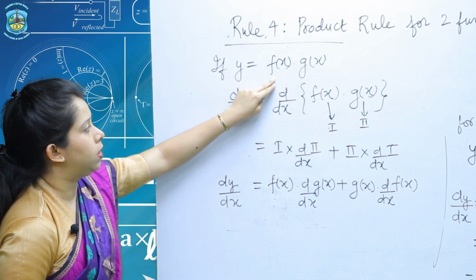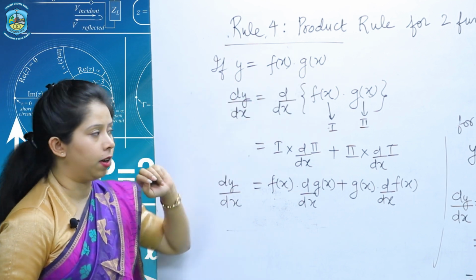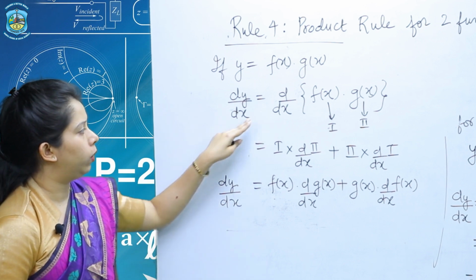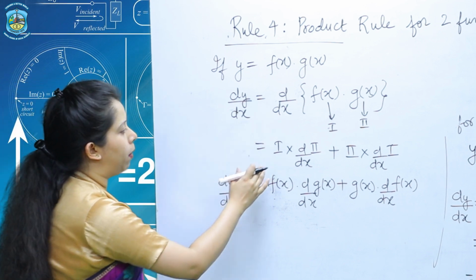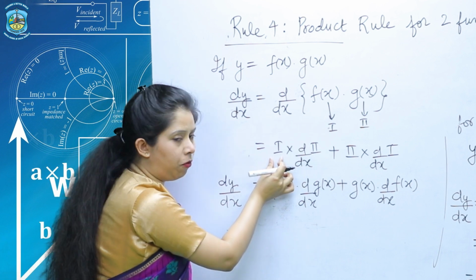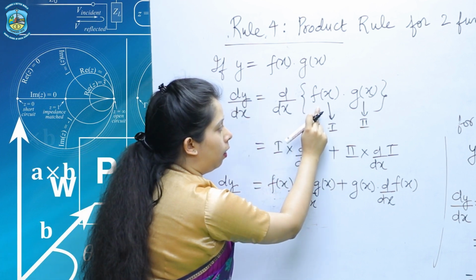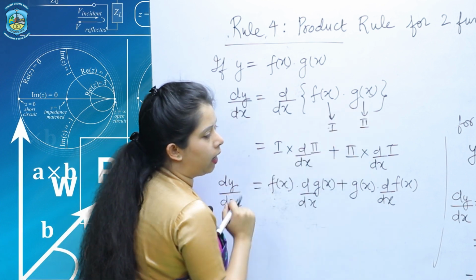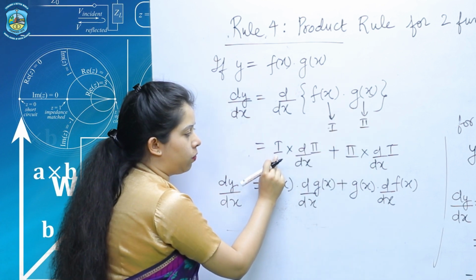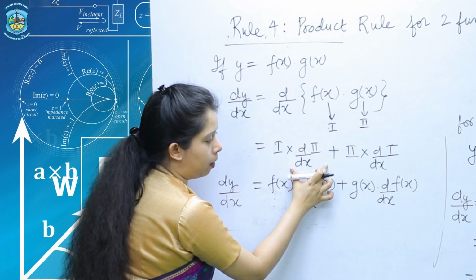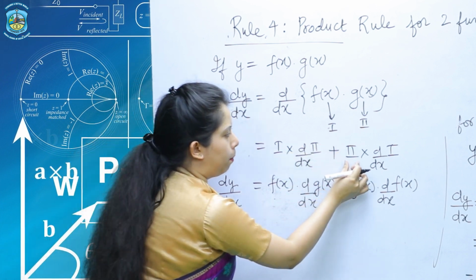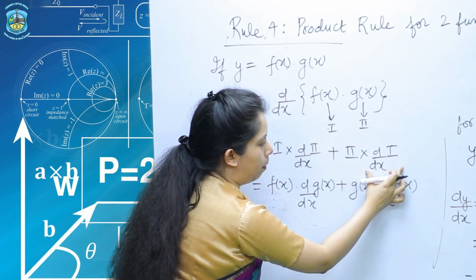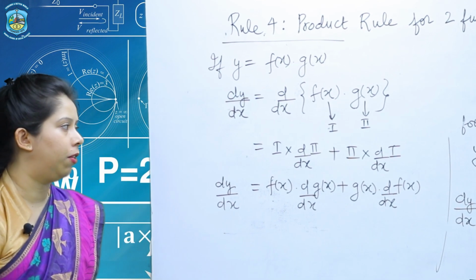Here y was the product of f of x and g of x. We wish to differentiate it with respect to x. So we will have to apply the formula. According to the formula, we consider any of them as the first function and the remaining one as the second function. So first function as it is multiplied by the derivative of the second, plus the second function as it is multiplied by the derivative of the first.